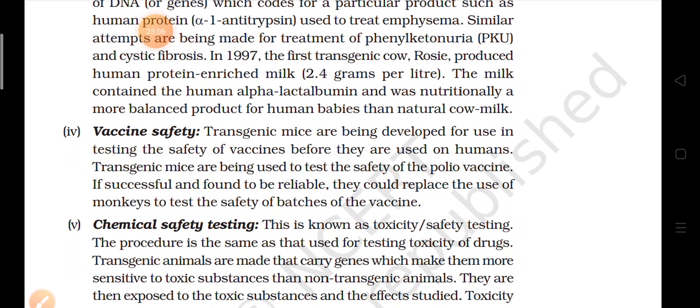Because mice are representing mammals. So whenever vaccines are made, first the trials are done on these transgenic animals, and if they are successful and reliable, then they can be replaced by human beings or other higher mammals.